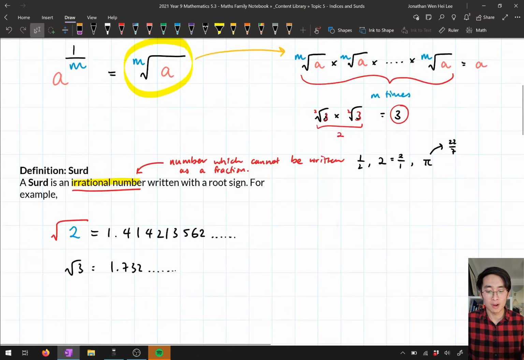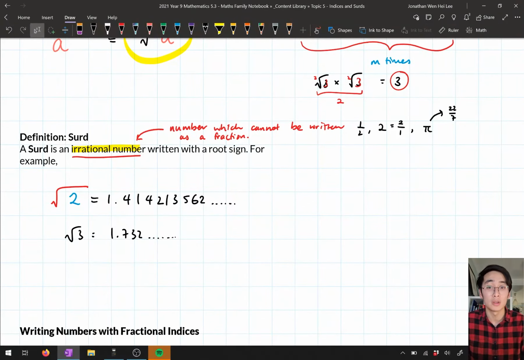And when we write it like this, this is often going to be called a surd. A surd is an irrational number that we use a root sign to write, and it's a number that cannot be written as a fraction. So what happens is we notice when we put this in the calculator, it goes on and on and on forever.